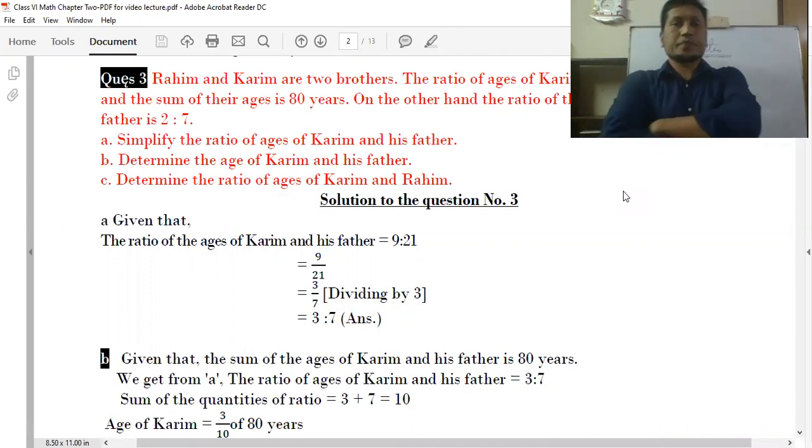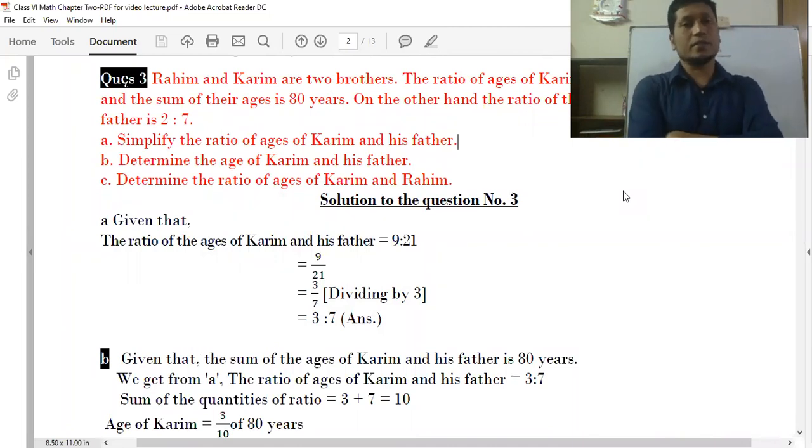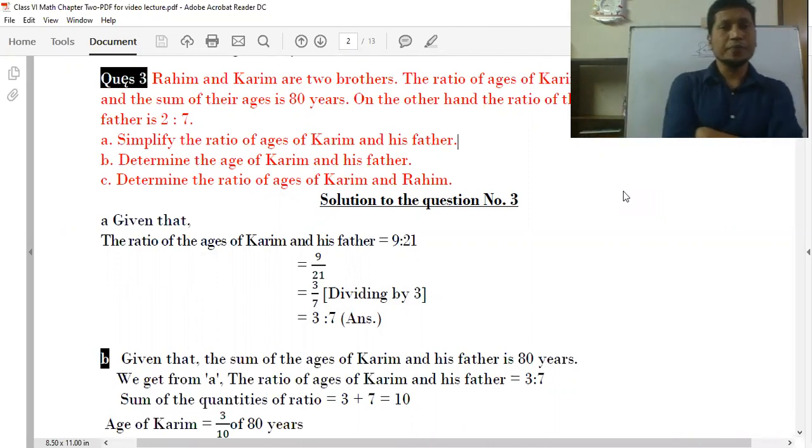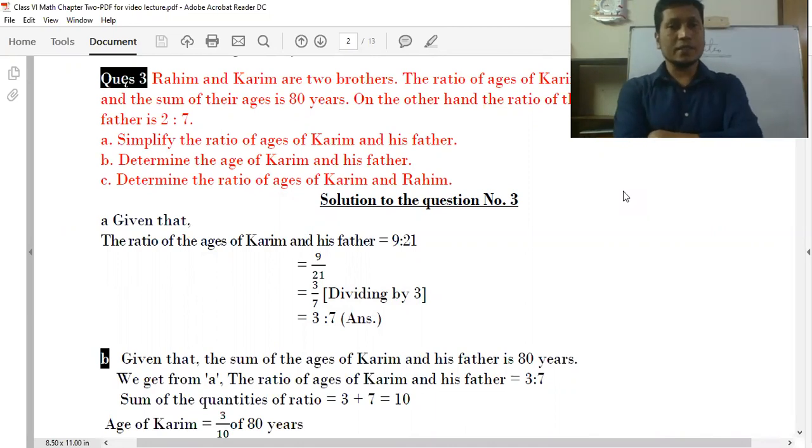Okay, so the math says question 3. We will solve question 3 today. Rahim and Karim are two brothers. The ratio of the ages of Karim and his father is 9:21, and the sum of their ages is 80 years. On the other hand, the ratio of the ages of Rahim and his father is 2:7.